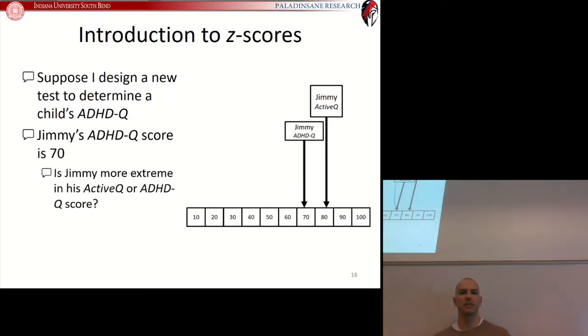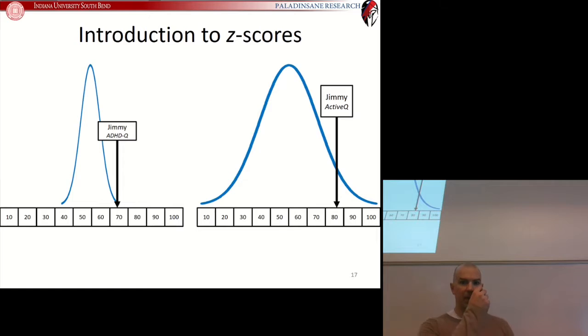Because if this is the distribution of ADHD Q scores in the population, you can see that Jimmy has scored massively high on attention deficit here. And if we put those two side by side, it becomes clear that although Jimmy's activity is pretty high, there's still a fair number of people in this population that have higher levels of activity. But in terms of attention deficit, he is near the top of that population. He is in the upper echelons of not being able to concentrate.